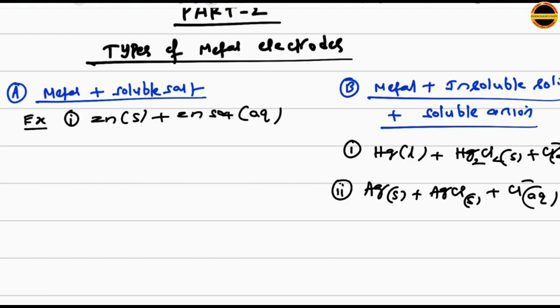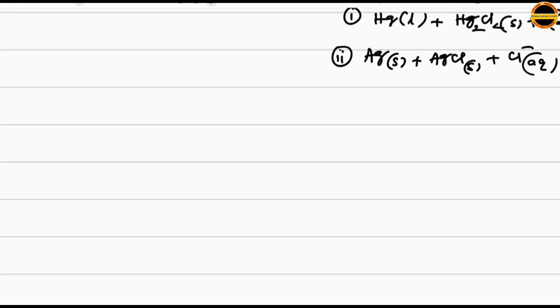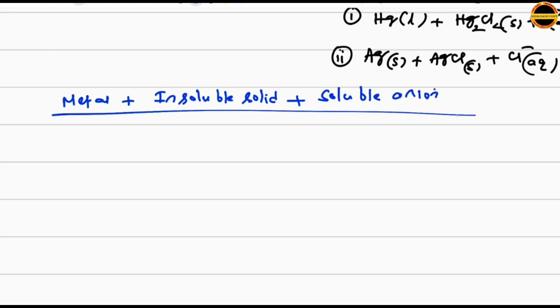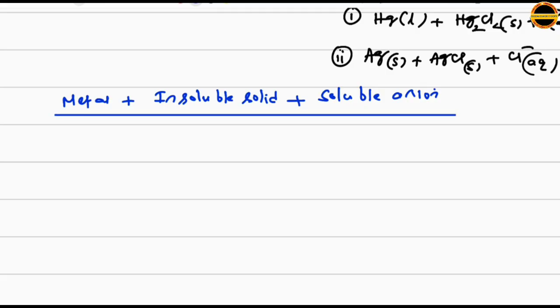Calomel electrode we already discussed. Now we will expand. Metal plus soluble salt we already discussed in the Daniel cell, like zinc dissolved in zinc sulfate solution. This part we have done in part 1. Now we will see the second type: metal plus insoluble solid plus soluble anion. We take one example and proceed further. Observe it everyone, keep noting from your side, then continue.